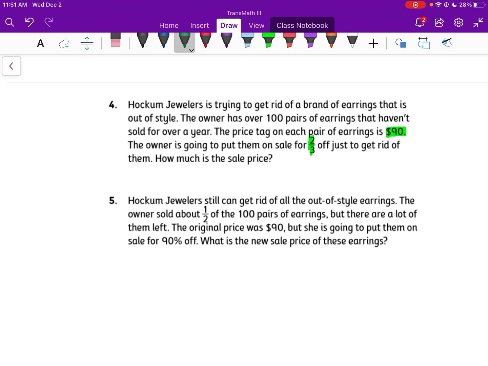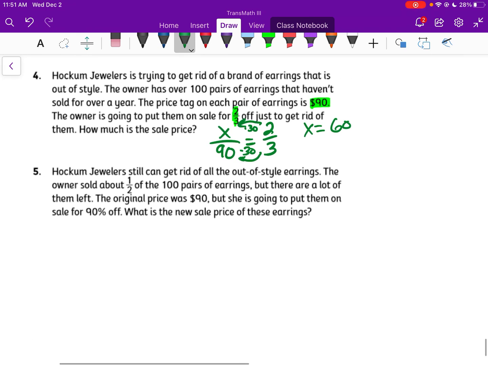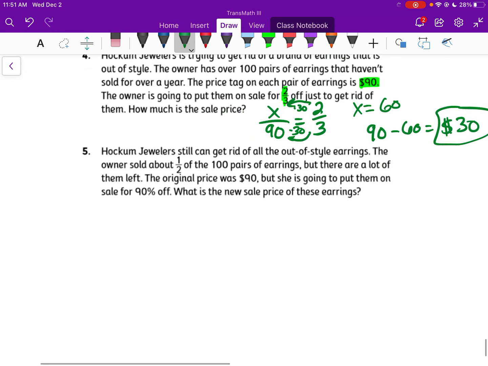So when we set this up, we don't know how much off our discount over the original price, and in this case, equal to 2/3, because that is how much we're getting off. Now, I would use my horizontal strategy in this case. 3 times 30 will give us 90. So 2 times 30, we get a discount of $60 off. So again, that is the discount, not the sale price. So we have to take the original price of 90 minus the discount of 60 to give us the sale price of $30 in that case.